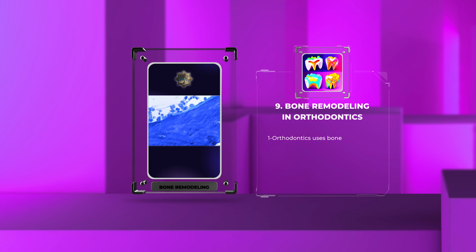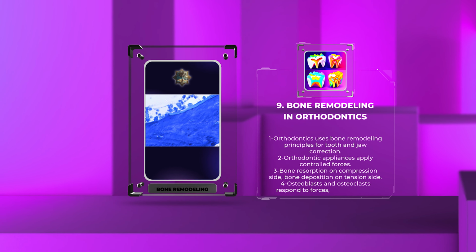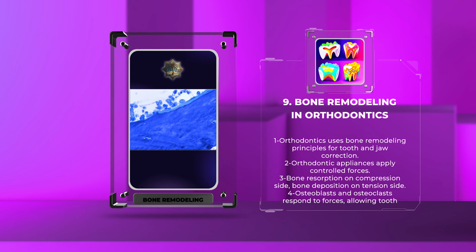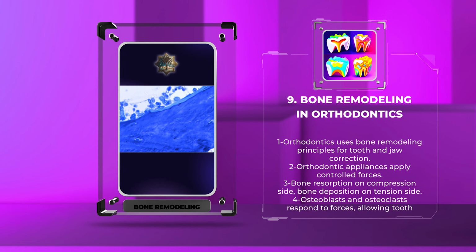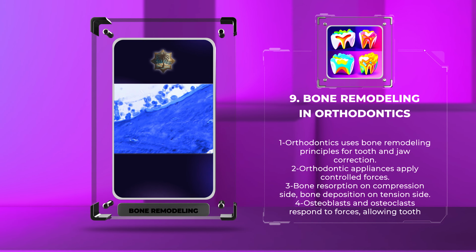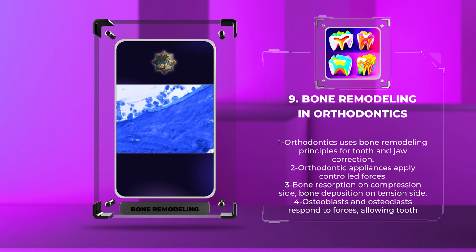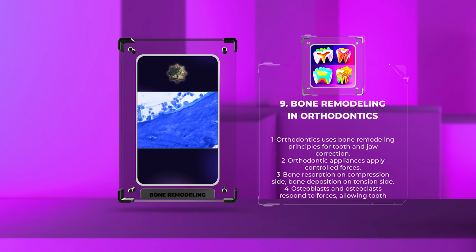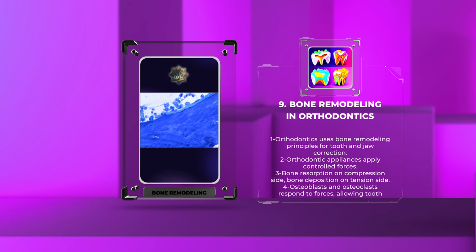Orthodontics uses bone remodeling principles to correct tooth and jaw misalignments. Orthodontic appliances apply controlled forces, causing bone resorption on the compression side and bone deposition on the tension side. Osteoblasts and osteoclasts adaptively respond to these forces, remodeling the bone to allow for tooth movement. Understanding these mechanisms is important for successful orthodontic treatment.